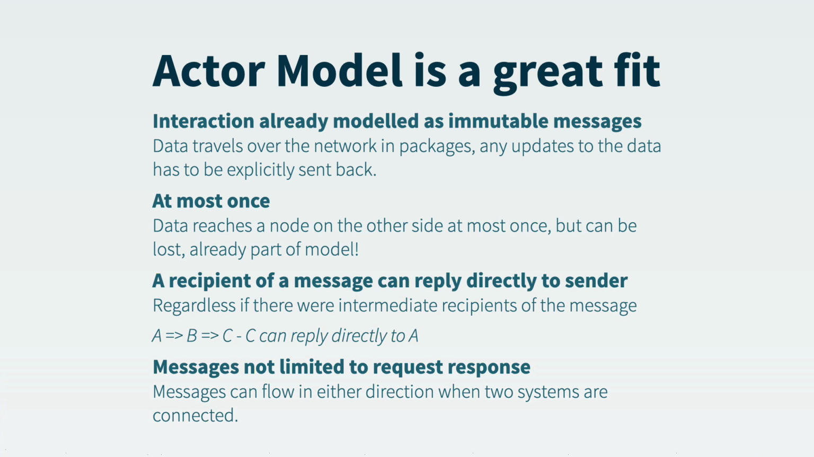Another pretty cool thing with the actor model for distributed systems is that you don't have to do a request response chain that follows the same path. So if you have an actor on one node that sends a message to an actor on a different node that in turn sends a message to an actor on a third node, the third actor can respond directly to the actor on the first node. It doesn't have to go through the intermediate actor.